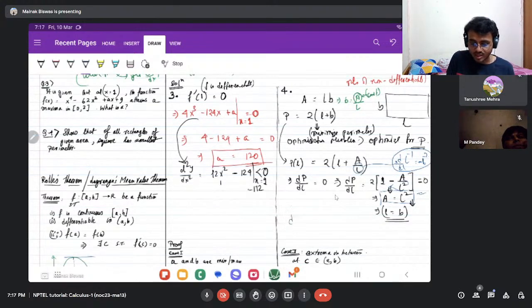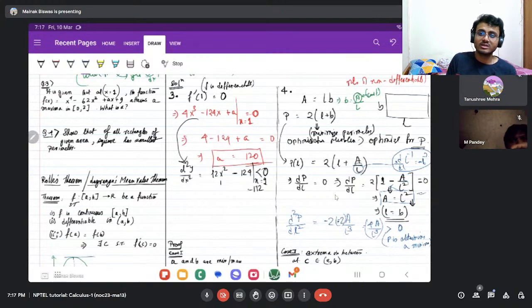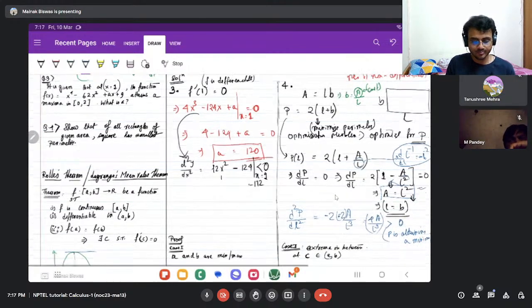We have to check whether we are actually maximizing it or minimizing it, right? So the second derivative is 2 into minus 2 into minus A by L cube, so it's 4A by L cube, which is greater than 0, right? L is greater than 0, area is greater than 0. So P is attaining a minima, right? Agreed? When the second derivative is greater than 0, you have a minima point.